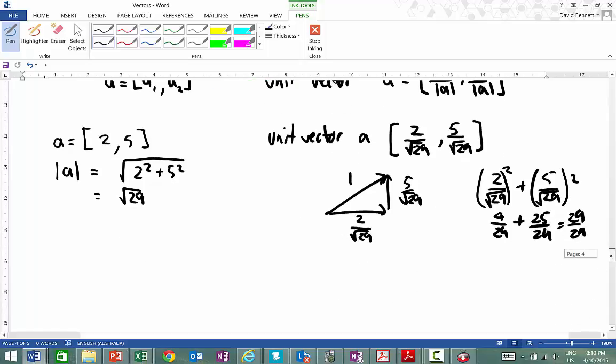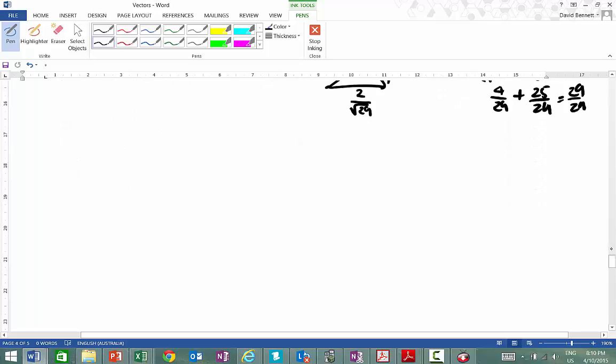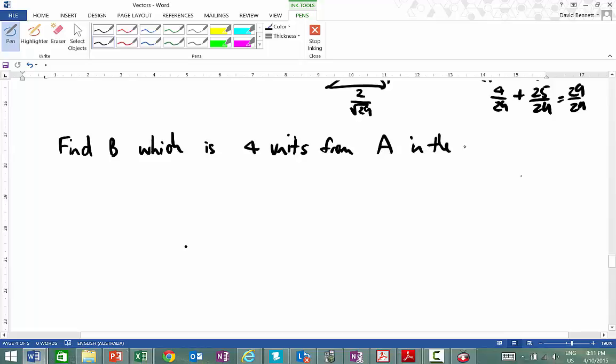Okay, why do we use a unit vector? Well, here's an example. Alright, so you might say find B, which is 4 units from A in the direction of (3, 2). Alright? So that's what we've got.